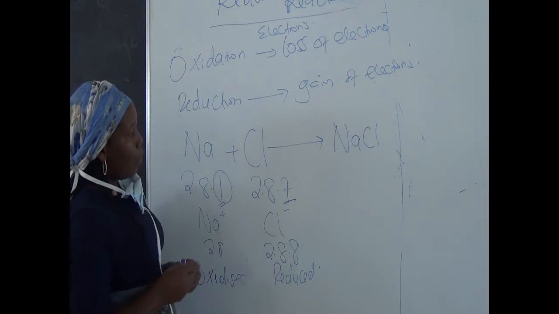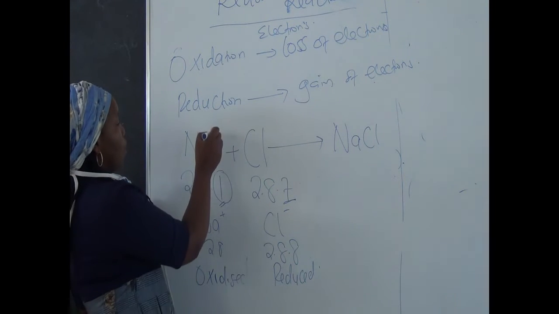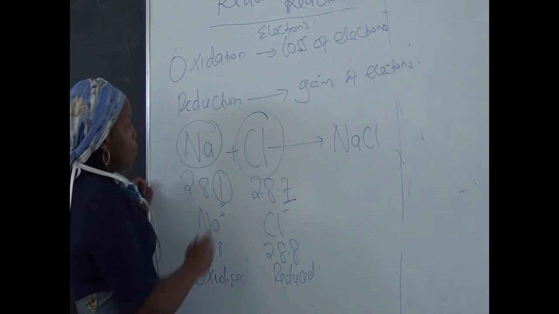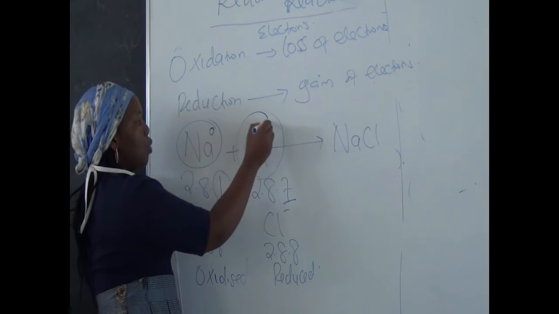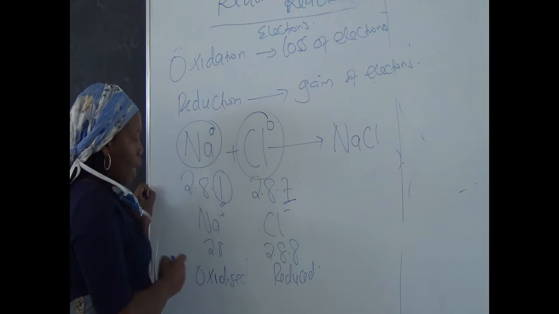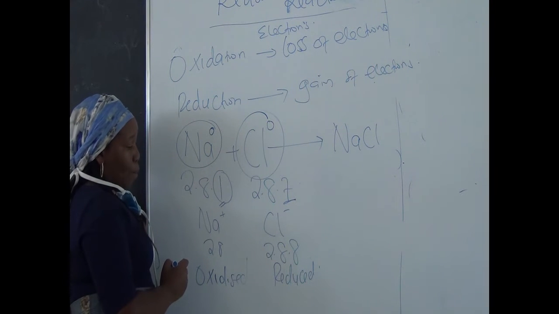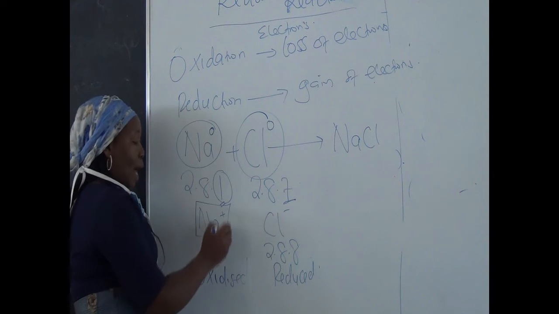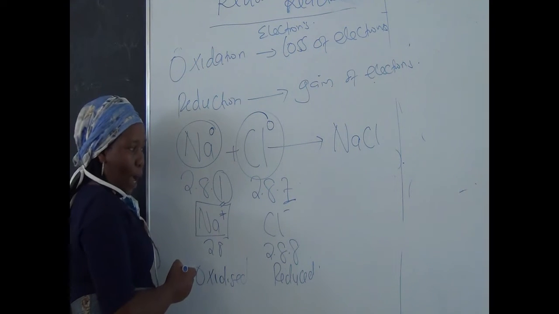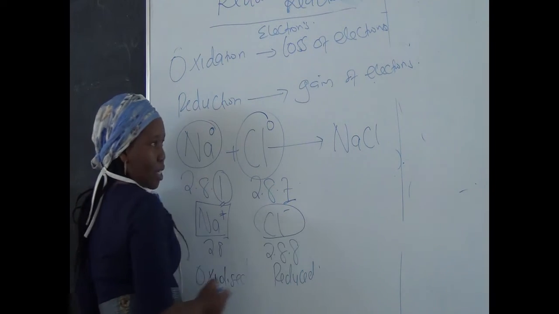Now, just a quick one, a simple way to remember oxidation and reduction. When you look at these two atoms here, both of them have an oxidation state of 0 before the reaction took place. But after the reaction has taken place, sodium has a positive charge, or we can say a positive 1, whereas chlorine, or the chloride ion, has a negative 1.